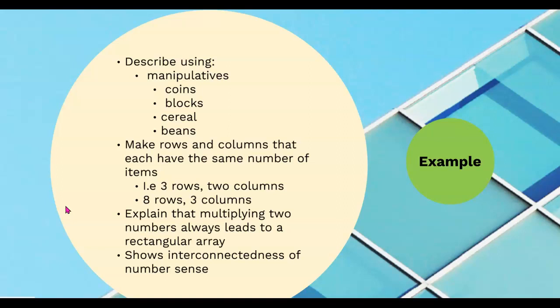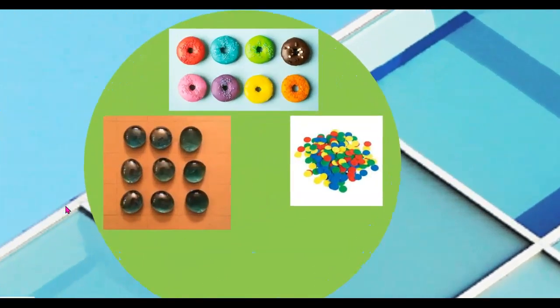We'll explain that multiplying two numbers always leads to a rectangular array, and this also shows the interconnectedness of number sense. An example can be a pictorial representation of an array. So there are rows and columns. The rows go side to side, the columns go up and down, such as the picture of the donuts. There are 2 rows of 4 and 4 columns of 2.